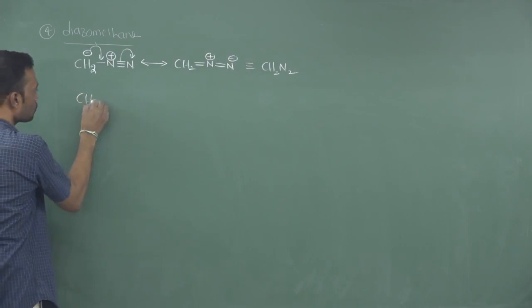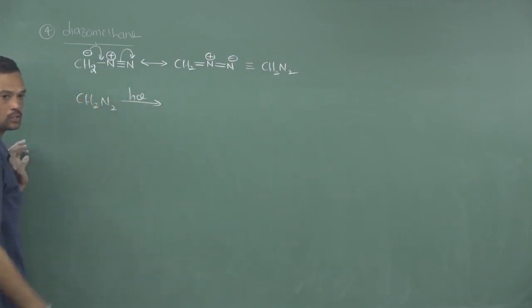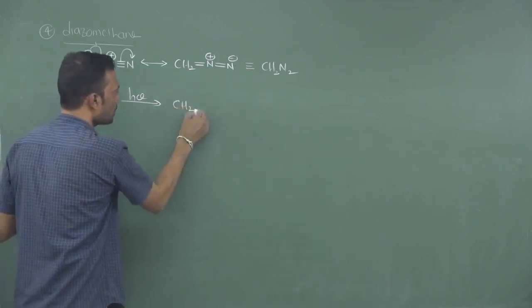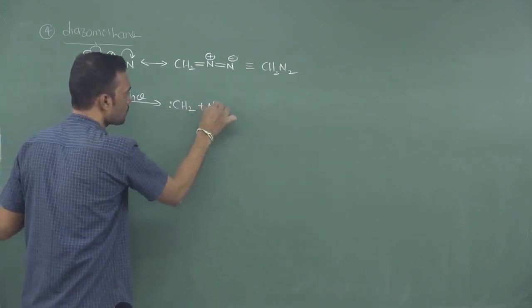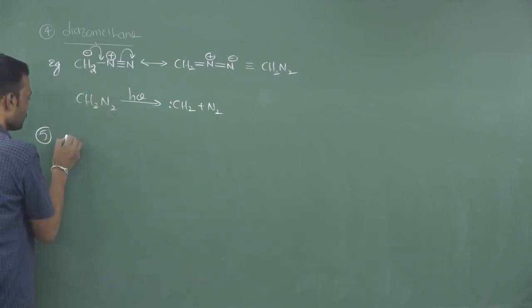Okay. When diazomethane undergoes photolysis, what happens? It tries to break the bond between carbon and nitrogen. Then this carbon is eliminated in the form of a carbene and nitrogen is eliminated in the form of N2. So remember this structure. Diazomethane on photolysis will give carbene.